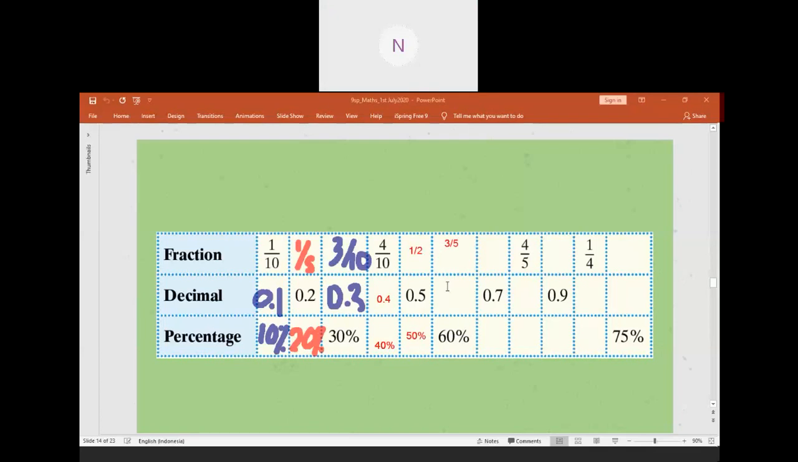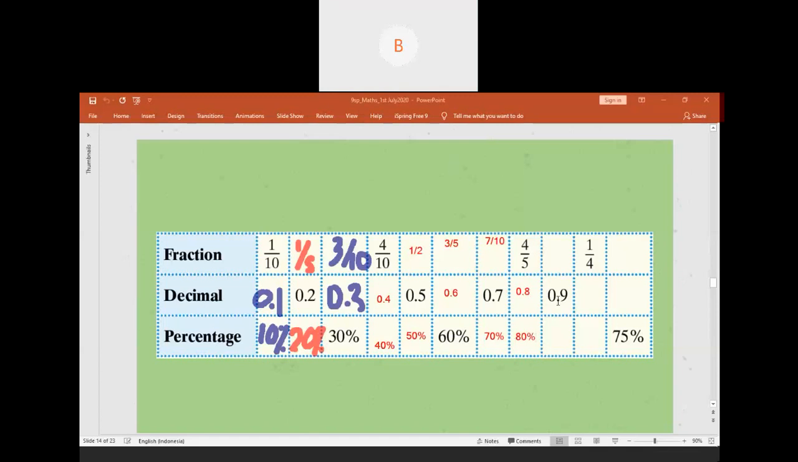What about the decimal? 0.6. Okay, good job. Now what about 0.7? 7 per 10. Okay. After that? 70%. Okay. Now 4 per 5? 0.8. Okay. What about the percentage? 80%. Okay.